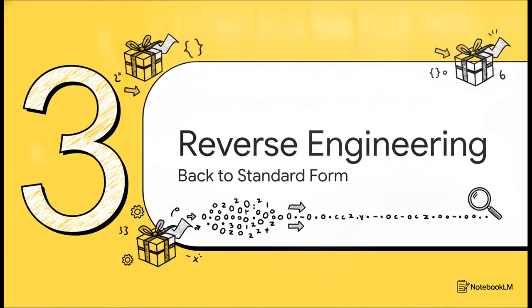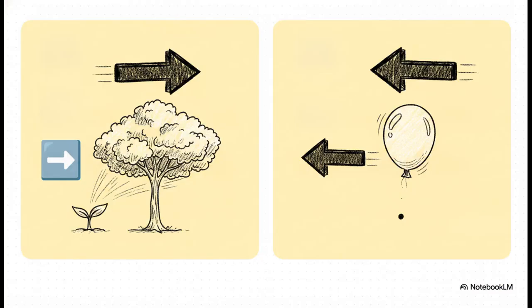Section 3. Reverse engineering back to standard form. True mathematical mastery means you can confidently unpack these notations right back into their original standard form. And to do that, you really just follow the signs. And this brilliantly illustrates the whole concept.